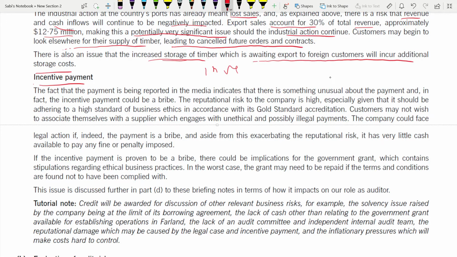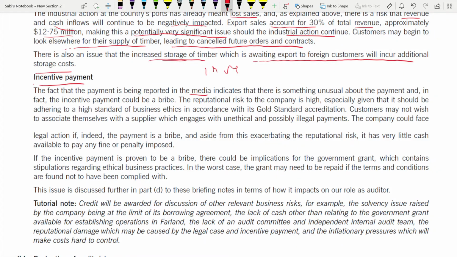The fact that the payment is being reported in the media indicates that there is something unusual about the payment. So you have to talk about how you understand which one you have to write first and which one you have to write last. It's very simple. Whichever is very significant, you think is very, very significant, you need to write that first. Whatever is less important, write it later. So very important first, then a little less important second, and then less important third, and it goes on like that. Okay. So the fact that it has been reported in the media, this is very important. So make sure that you write this as your first point in the first line.